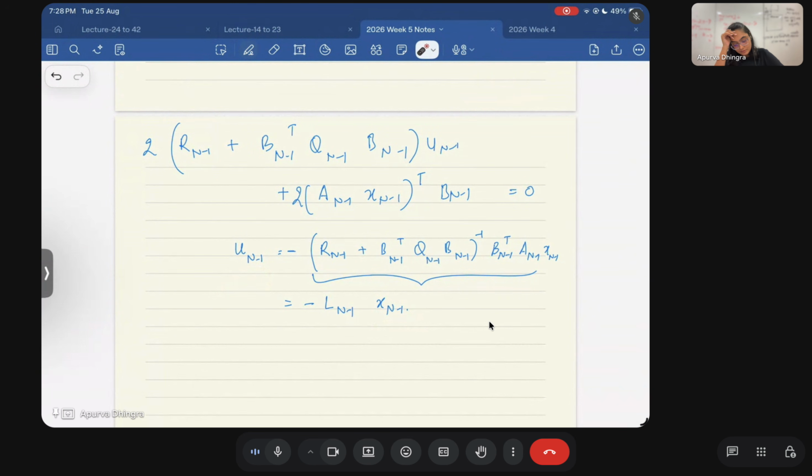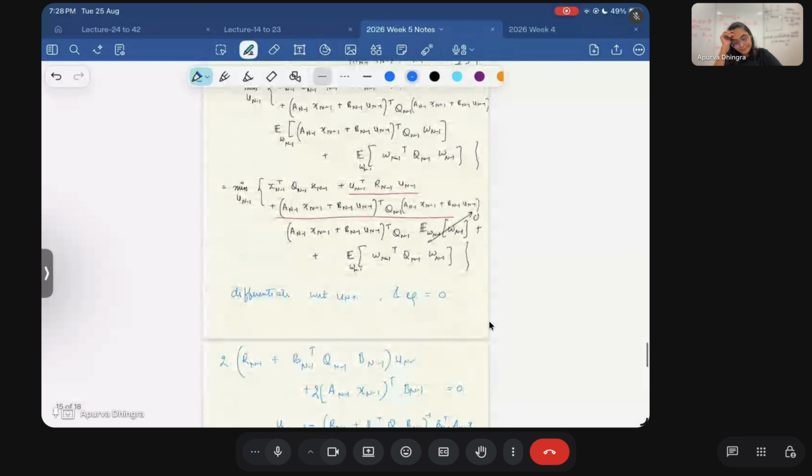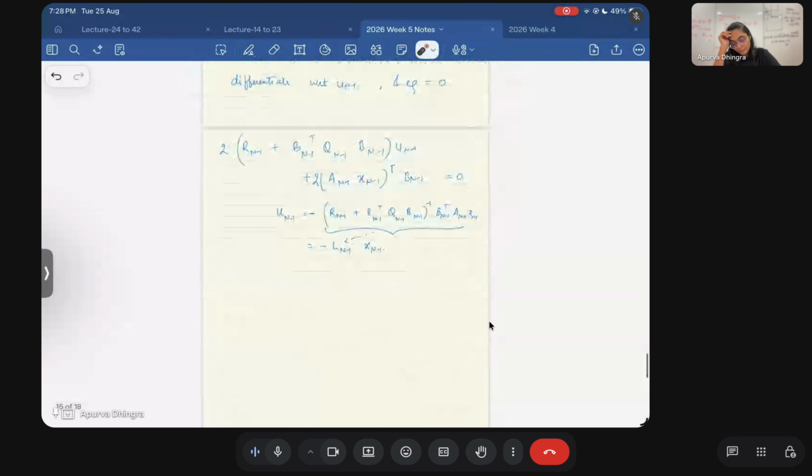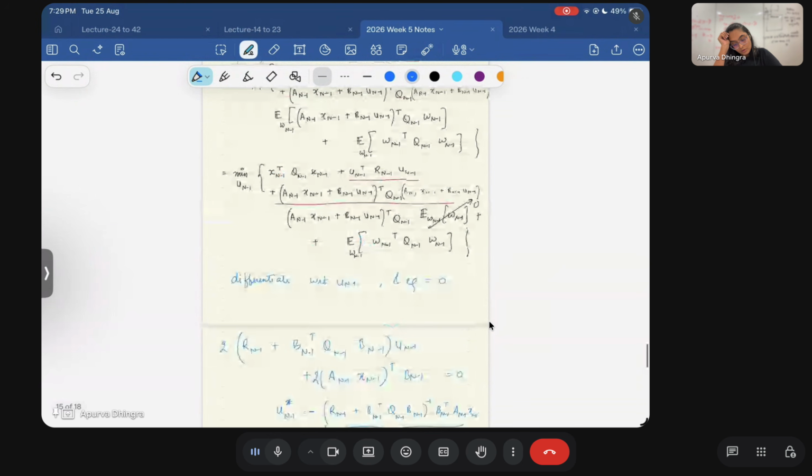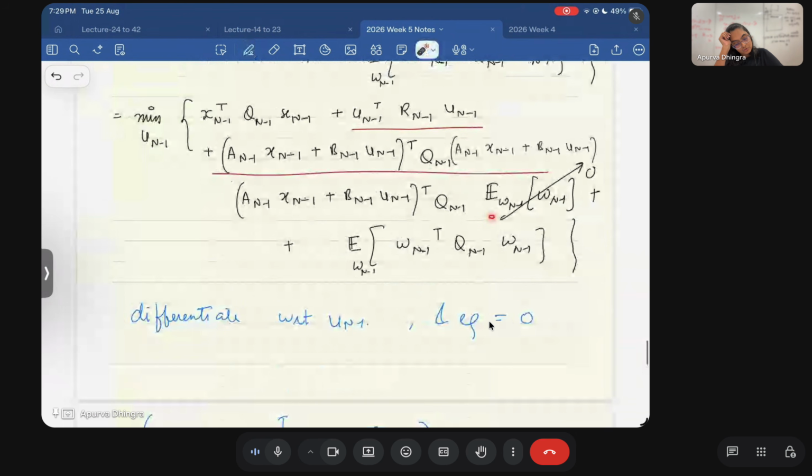L is this object. Notice in this policy, this is the optimal policy, right? The optimal policy for n minus 1 step depends only on xn minus 1. It has no dependence on omega. Omega is not showing up. Omega is there in the optimal cost. It'll be there in the optimal cost, but it's not showing up here.